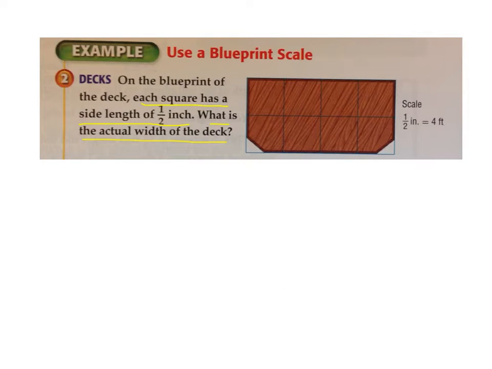In this problem here, we're going to use a blueprint, and it says, on the blueprint of the deck, each square has a side length of 1/2 inch. So each of these squares has a length of 1/2 inch. What is the actual width of the deck? Now in order to solve this, we're going to need to use this scale right here. That's going to be important for us.